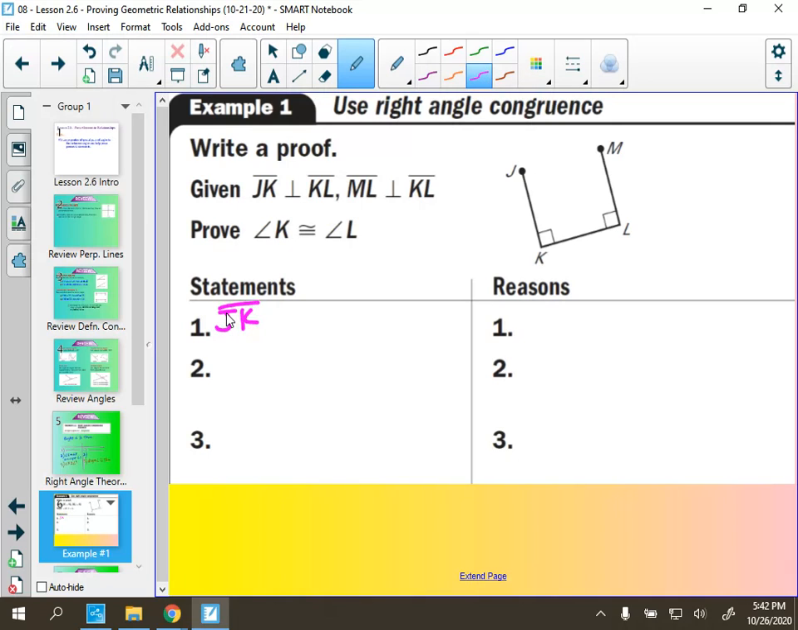I have to be careful that I'm not just blindly copying the given. So let's say segment JK is perpendicular to segment KL. It's good to say it to myself. Obviously, I'm saying it out loud here. And then segment ML is perpendicular. That's what that symbol means. So there's still stuff there that I have to interpret. And perpendicular to KL. We know that that's given.